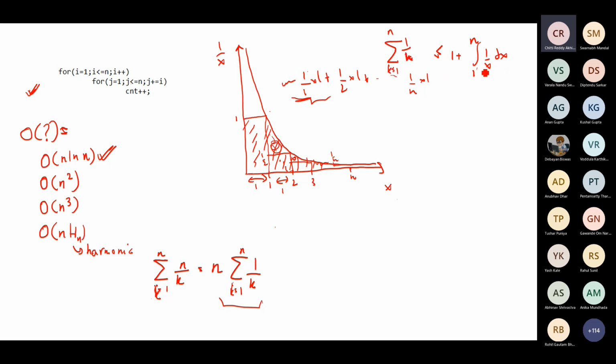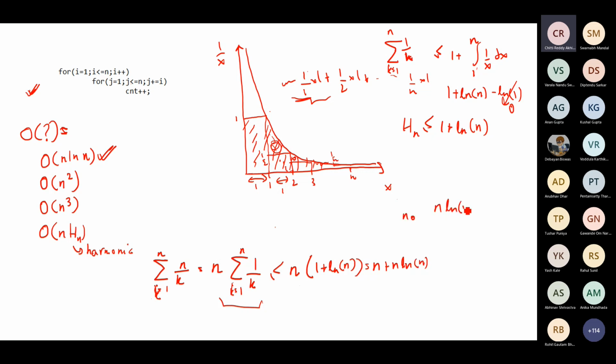So this integration we know how to perform. This is just going to be 1 plus ln of n minus ln of 1, which is just 0. So we have found out that this harmonic number H_n is less than or equal to 1 plus ln n. And again, if we multiply this with n, we'll get that this is less than or equal to n times (1 plus ln n). Again, we can just drop the term which grows slower. For some n naught, n ln n is going to be greater than or equal to n. So basically, we can write this as O of n ln n. And again, we can write it as O of n log n also if we want. So this is the proof of why it's n log n.